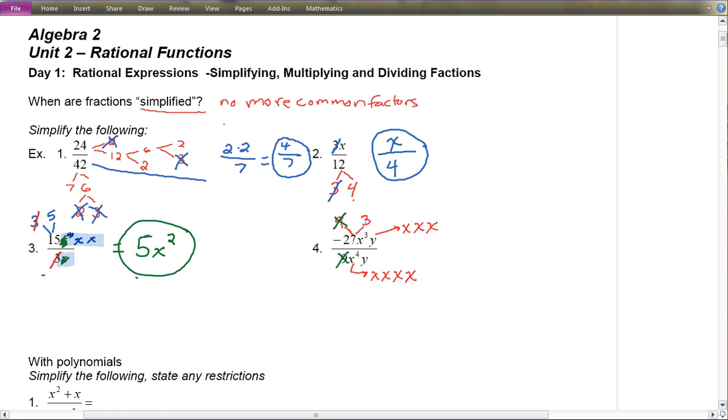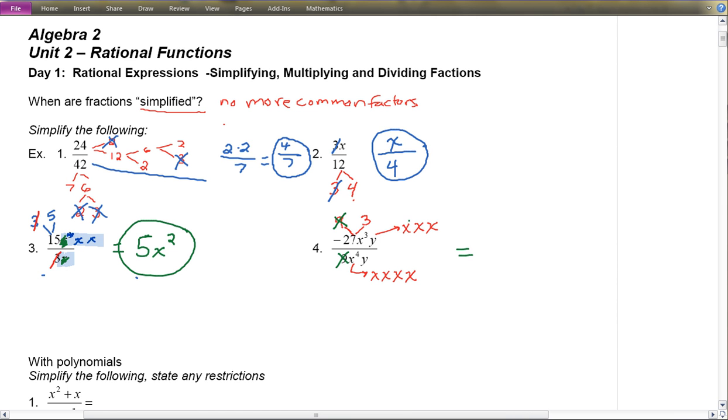Next we have a 3 on the top. Is there a 3 on the bottom? There's not. Okay, so we know that's going to be left over at the end. Now look at the letters. All these x's on top, compare them against all the ones on the bottom. How many are there on top? Well, there's 1, 2, 3 of them. Okay, how many are on the bottom? 1, 2, 3, and 4.